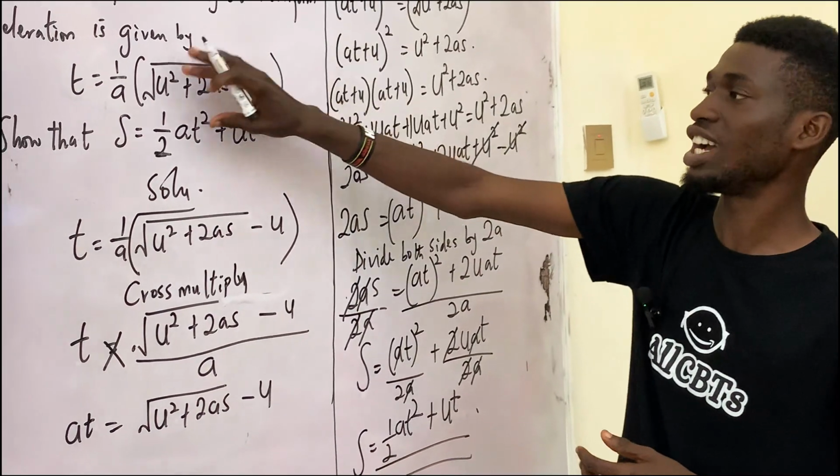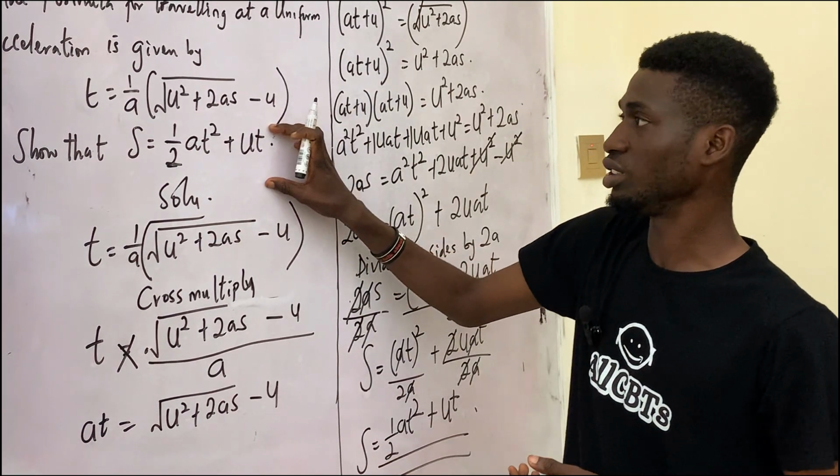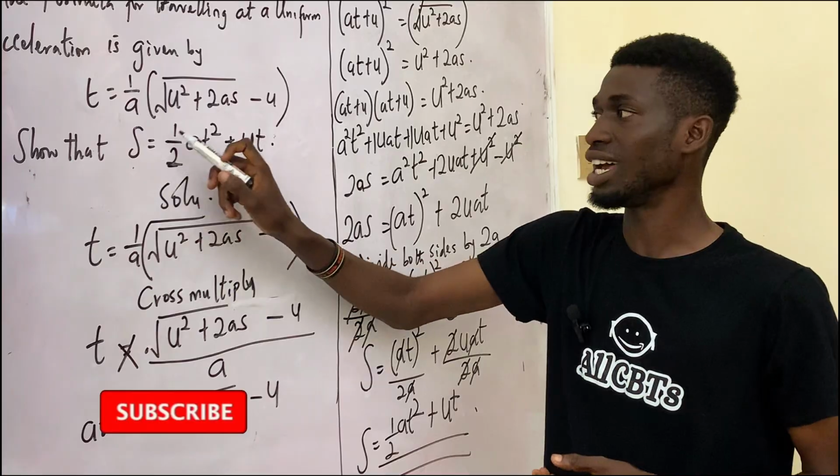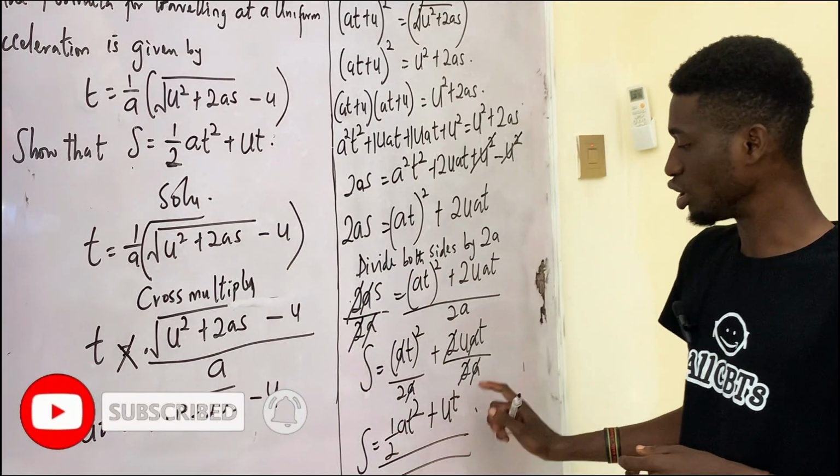So we have transposed the first formula to look like this. We have shown that x is actually 1 over 2 at squared plus ut.